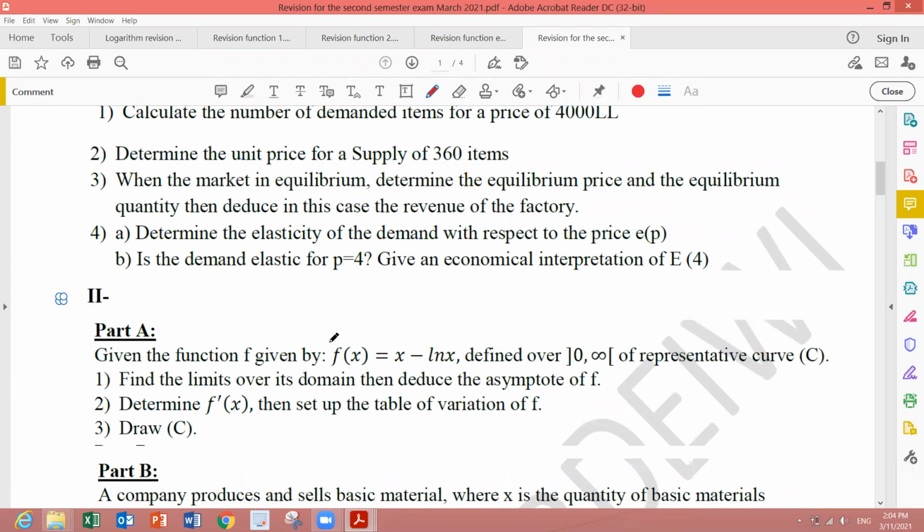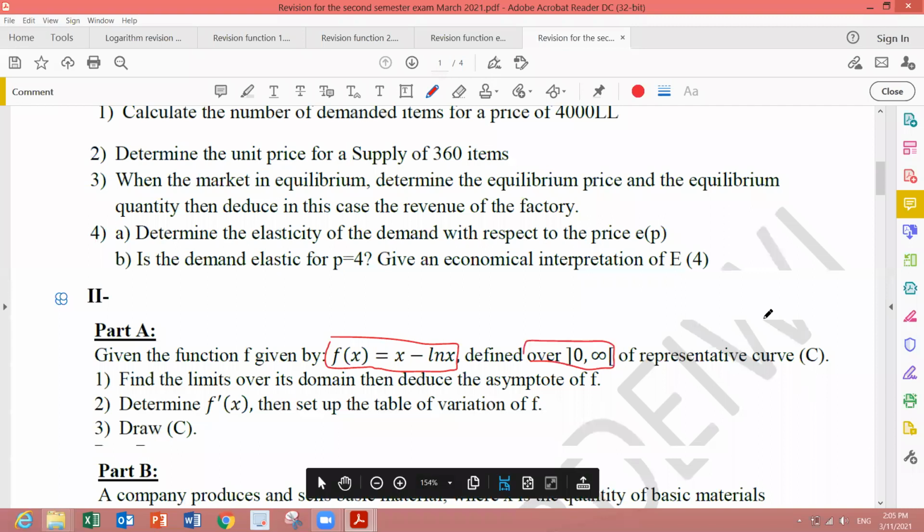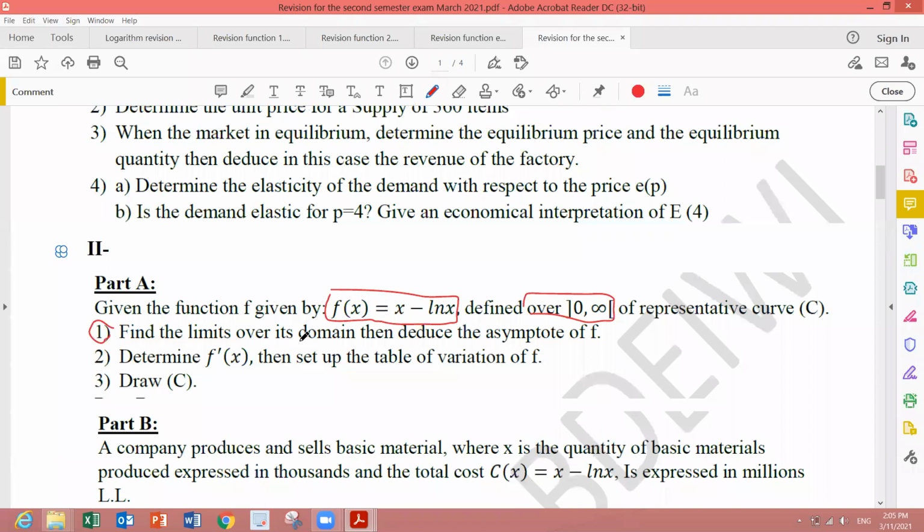Given the function f(x) equals x minus ln x, the domain is 0 to plus infinity, and C is its representative curve. Part 1: calculate the limits over its domain. What are the limits over the domain?